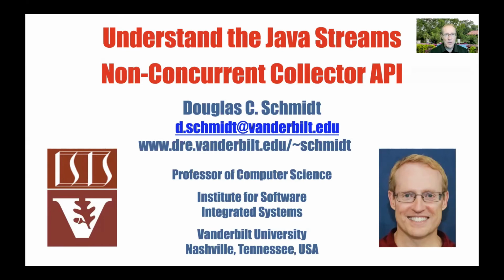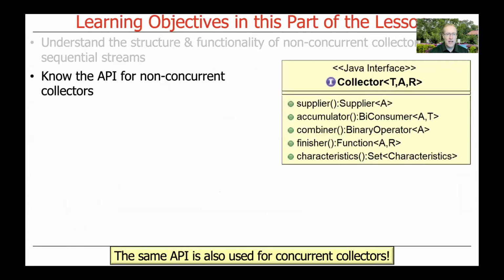So now that you have an overview of what a non-concurrent collector is from a pretty high level, let's do a deeper dive into the API for creating non-concurrent collectors. And you'll see that this API is also, interestingly enough, used for concurrent collectors as well. So we have the same interface for both concurrent and non-concurrent collectors. The only difference being that the characteristics are different.